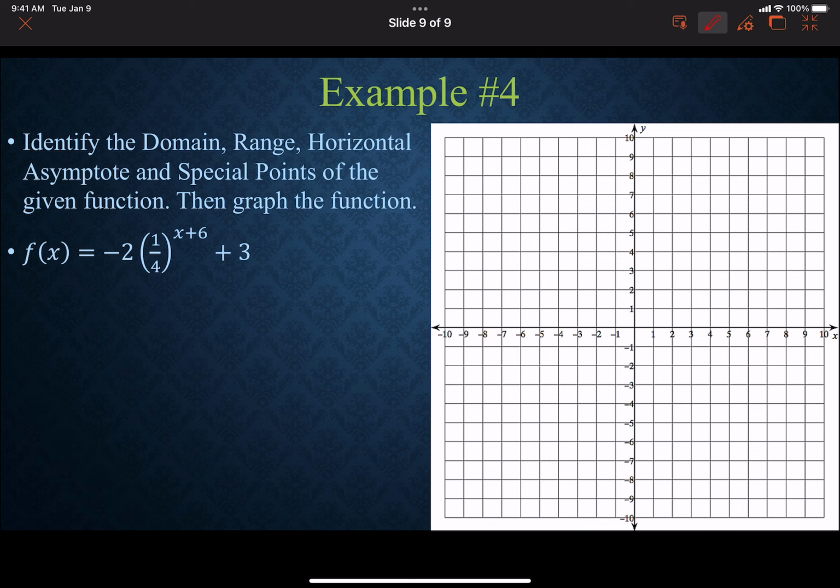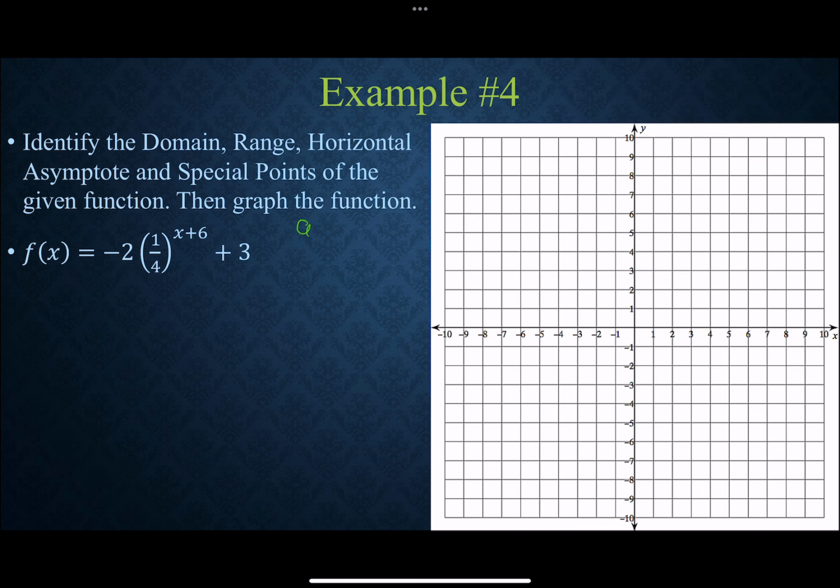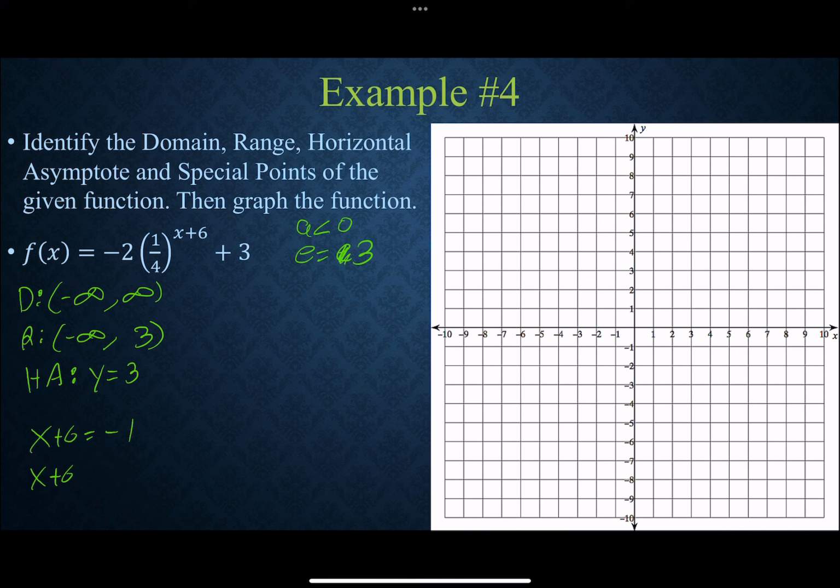All right, so our last example right here, now we're dealing with A being a negative number and B again being a fraction. So the fact that A is negative and then E is equal to 3, again, domain is still negative infinity to infinity. That has never changed. But range is now going to be negative infinity to that E value, which is 3, and that's where our horizontal asymptote lies. Y equals 3. Special points are the x plus 6 equals negative 1, x plus 6 equal to 0, x plus 6 equal to positive 1.